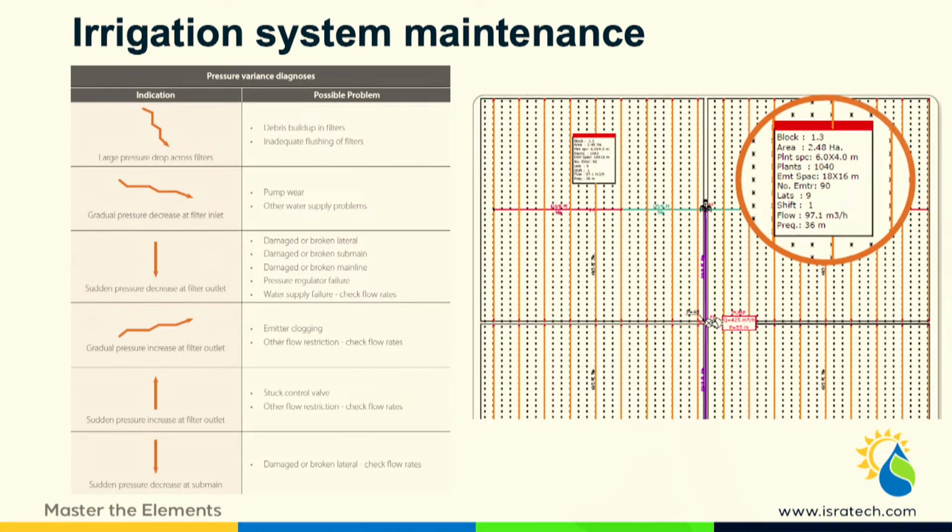When we design an irrigation system, no matter, for example, if we have a small irrigation system, we are going to include 5 different points where we are going to measure and monitor the pressure. So what if I have a sudden pressure increase at the filter outlet? For example, we can have a valve that has something inside and we have to check that valve. What if I have a sudden pressure decrease in the submain? Maybe there is a damage and we have to dig.